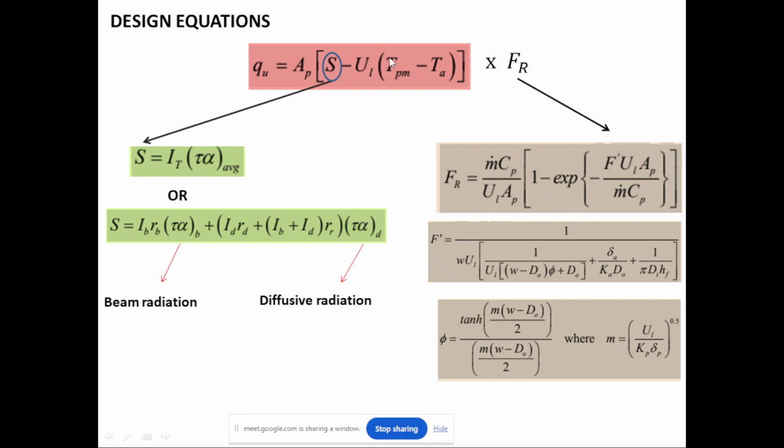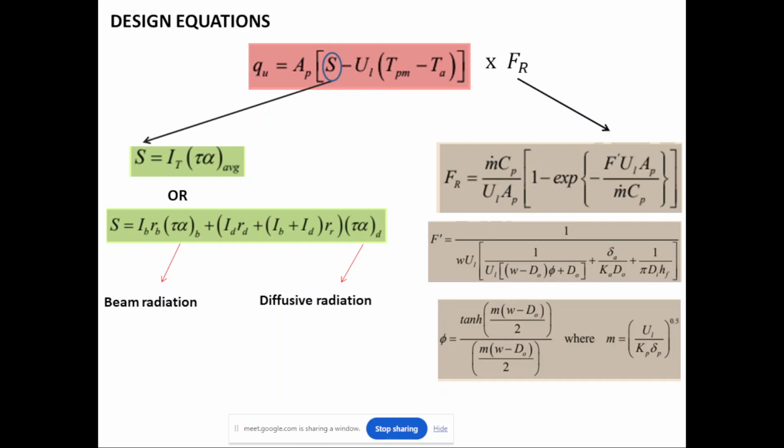So these are the design equations. Based on these equations, you will be calculating your QU and then the efficiency of your flat plate collector. AP is your area of the plate, that is the flat plate collector, the effective cross sectional area where the solar radiation actually falls. S is your solar flux minus UL. UL is your heat loss coefficient, because as I said, not all the heat loss can be minimized or reduced. So there will be heat losses happening inherently within the system due to multiple factors.